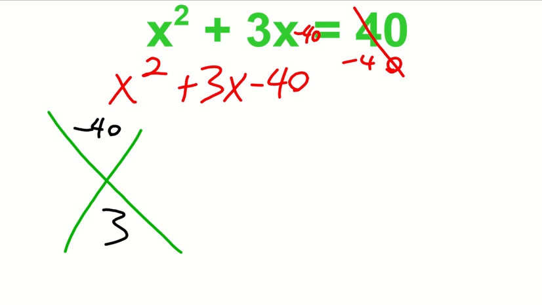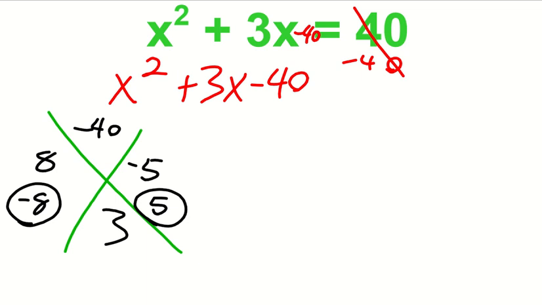Anytime your bottom number is positive, that means your bigger number is going to be positive. Bottom number is negative, that means your bigger number is going to be negative. So in this case, I got positive 8, negative 5. I don't have to divide those by anything because I said the a coefficient was just 1. Zeros, once again, change the signs. So that means my zeros would be negative 8, positive 5.